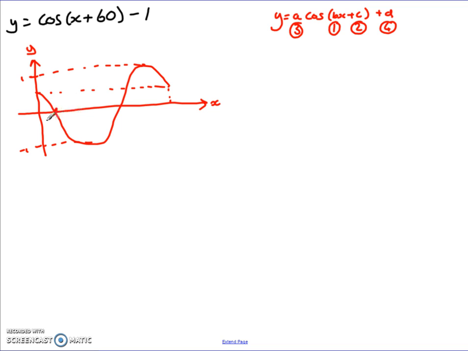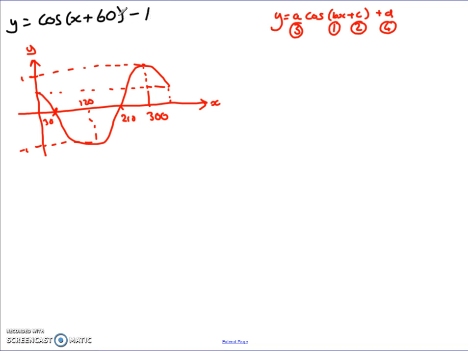Well, this one here was at 90, it's now down to 30. The minimum was at 180, it's gone down 60 now to 120. This one here cut the x-axis at, sorry, 270 originally, it's now gone down to 210. And the maximum back here did occur at 360, it now occurs at 300. So this would be our y was cos of x plus 60 part.